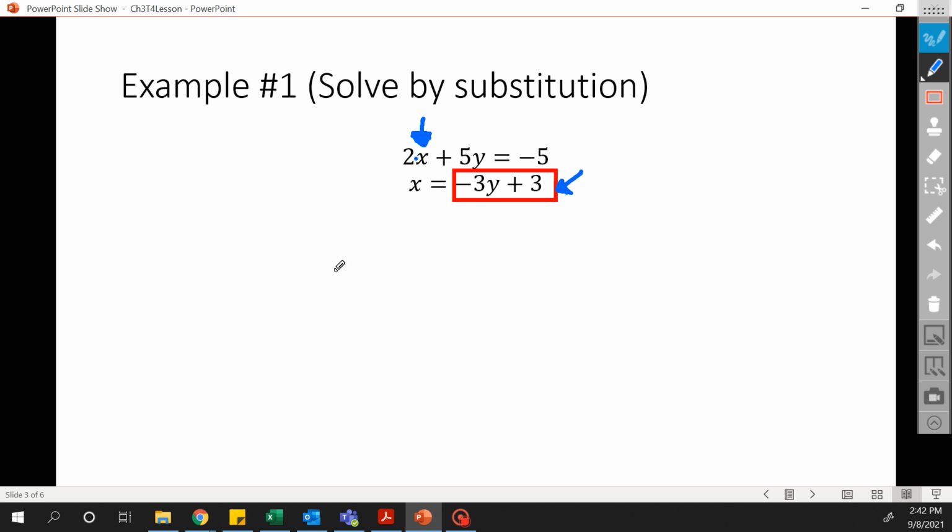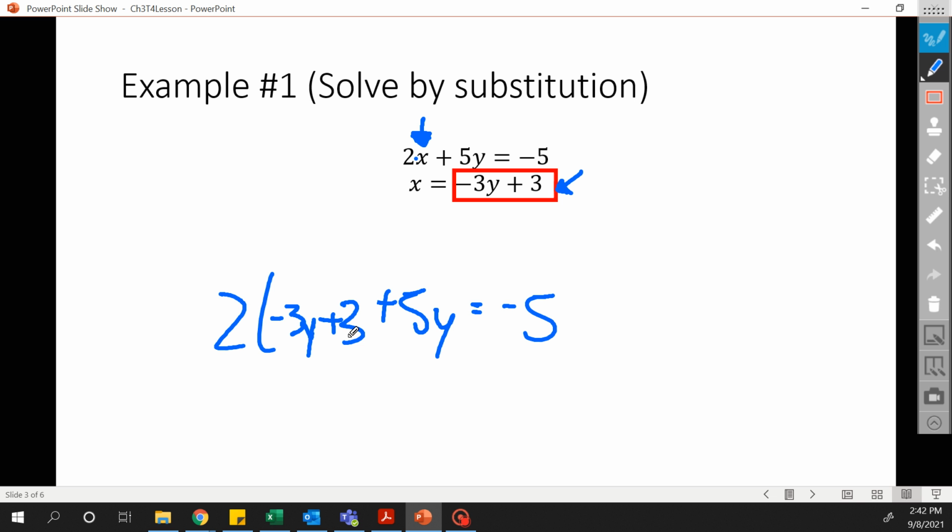So what we can do is take the first equation, 2x plus 5y equals negative 5, and replace this x: instead of 2 times x, it would be 2 times the expression that it's equivalent to, which is negative 3y plus 3. Okay, so we end up with something that looks like this. The x has been replaced by the expression negative 3y plus 3. This is called substitution because I have substituted an equivalent expression into the place of the variable.